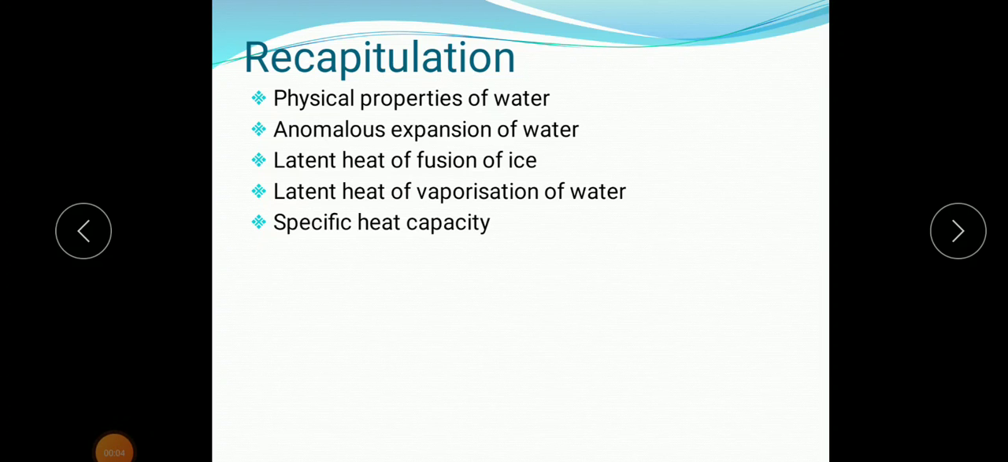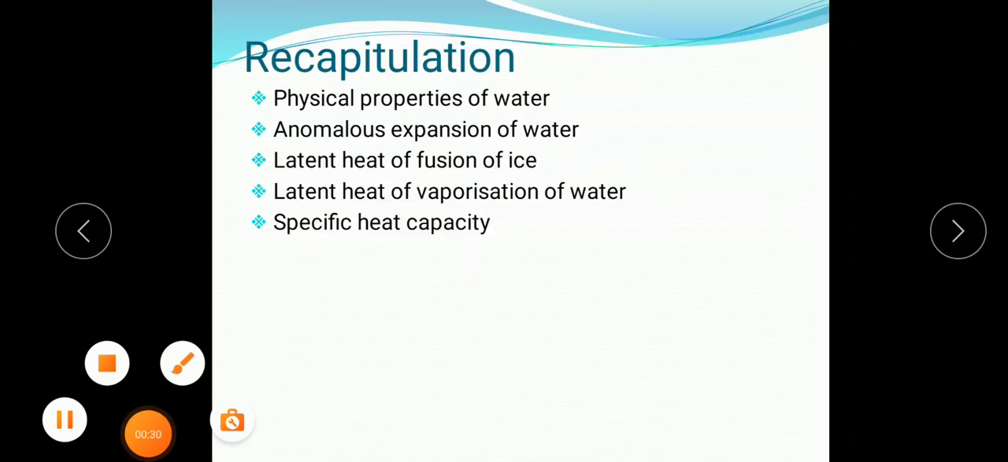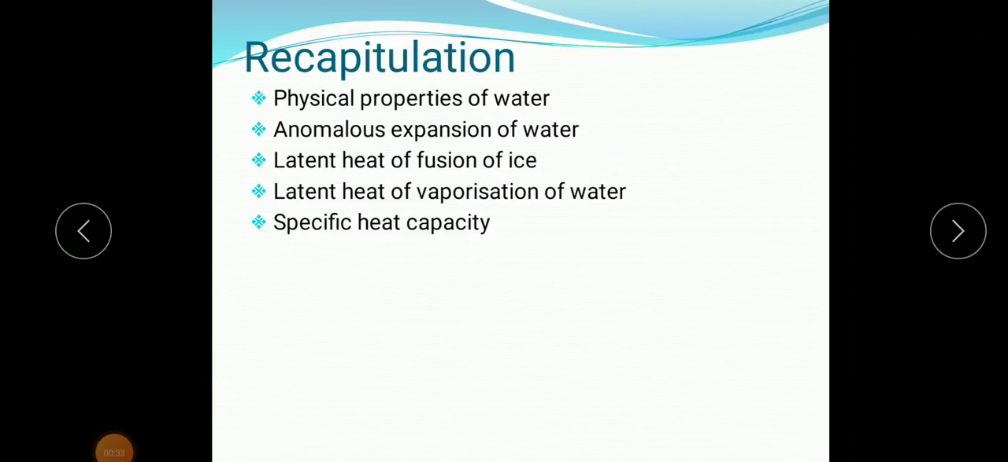In our last class, if you remember, we discussed this topic. We started the chapter water, and we discussed the physical properties of water. Then we discussed a very unique property of water that we call anomalous expansion of water. After that, we saw what is latent heat of fusion of ice, and then latent heat of vaporization of water. And lastly, we discussed specific heat capacity. So these were our last topics that we discussed.